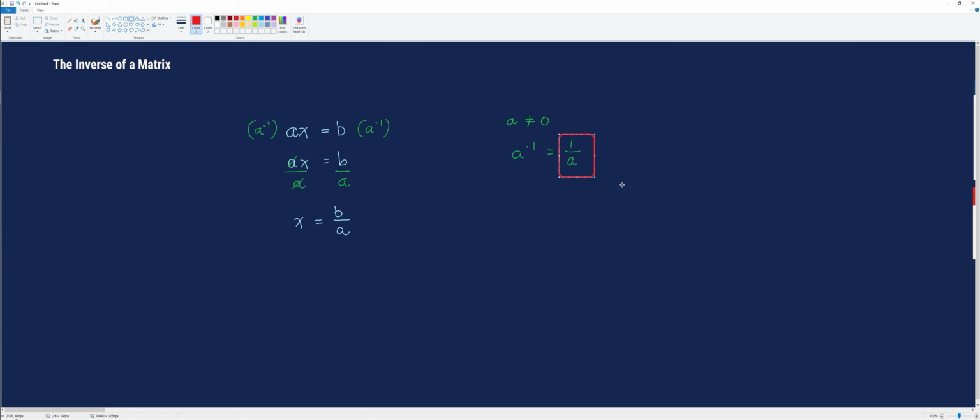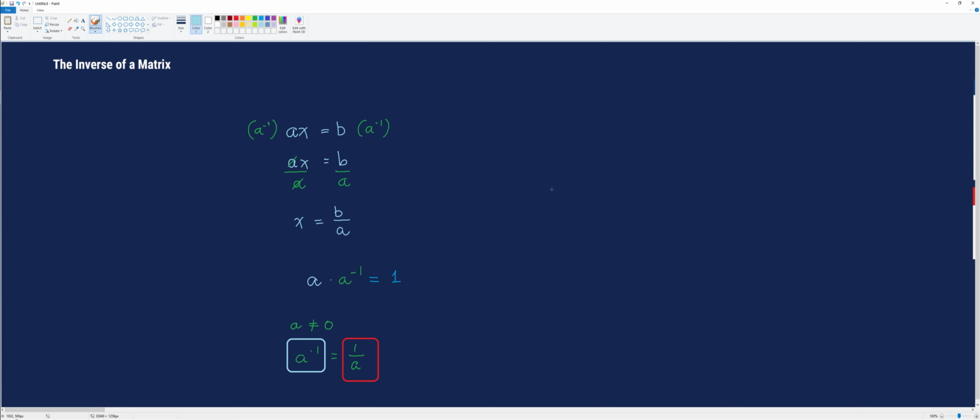The number 1 over a, or a to the negative 1, is called the multiplicative inverse of a, because if we multiply a and a to the negative 1, the result is equal to 1, which is the identity element for multiplication in real numbers.